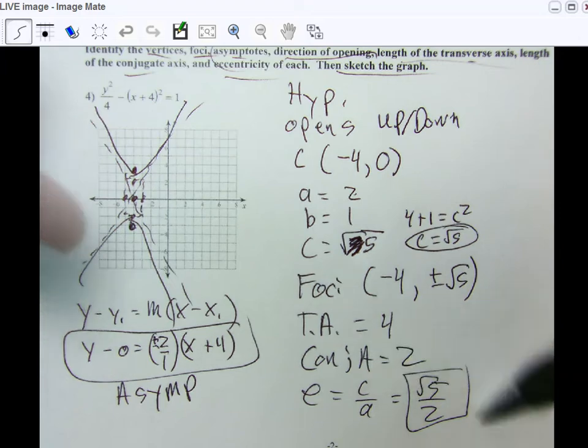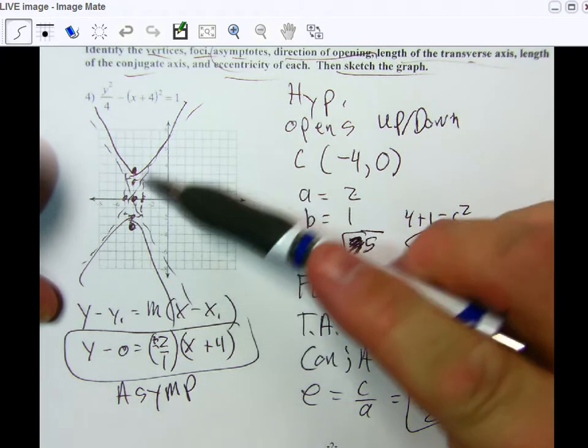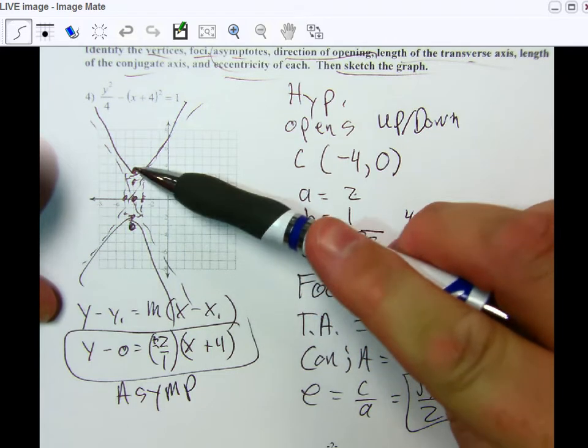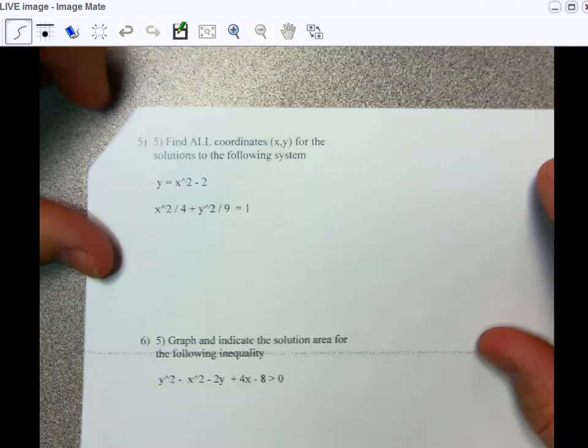And then I have the eccentricity, C over A. And the asymptote is y minus y1 equals m times x minus x1. You take the center, and you go up over and down over. So there you go. Moving on. Let's actually solve number 5.